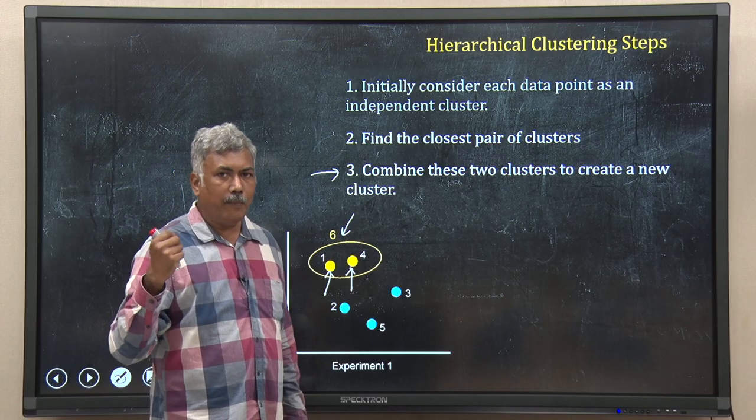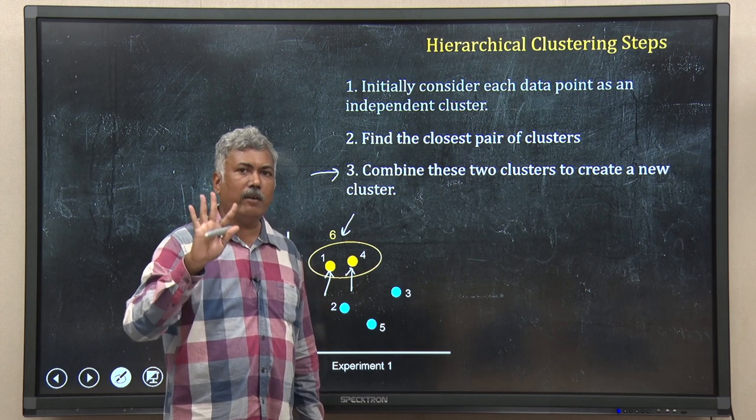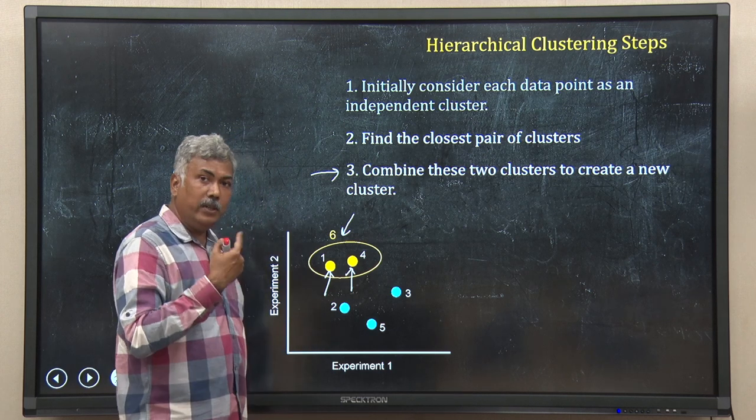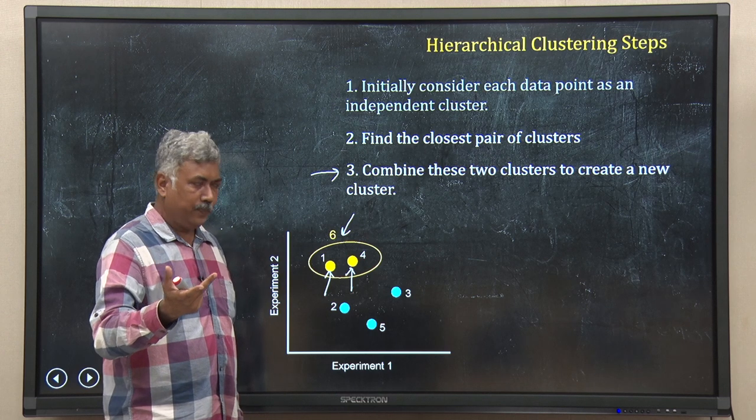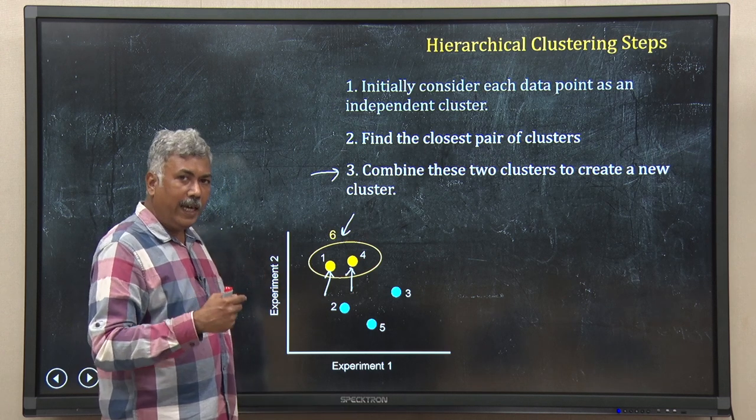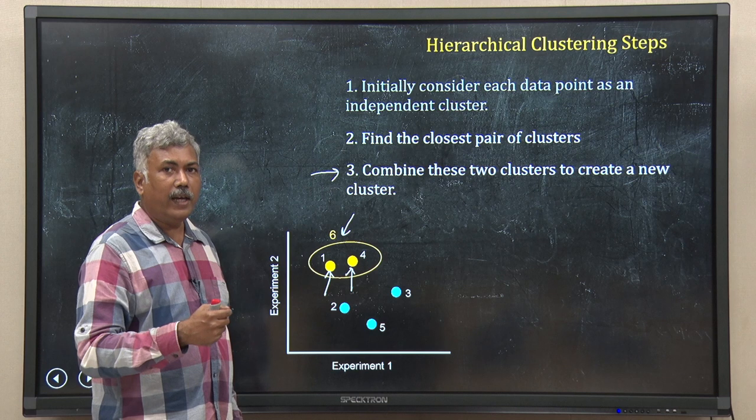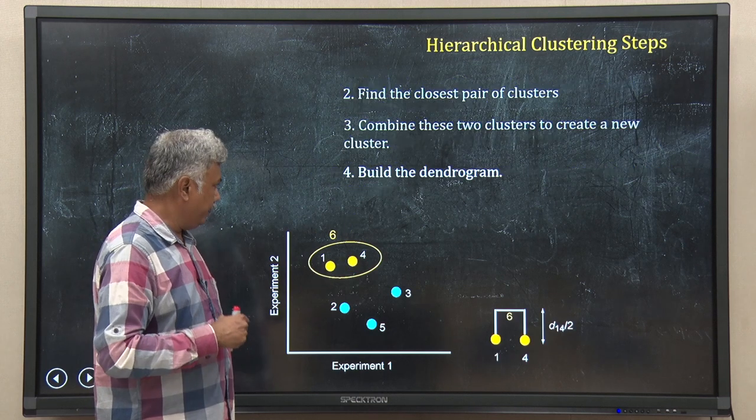Till now, I have 5 data points. They are all independent clusters. So, I had 5 clusters. Now, I have created a new cluster. So, this is the 6th cluster. Now, what do I have to do? I have to move to the fourth step, where I will draw the dendrogram.